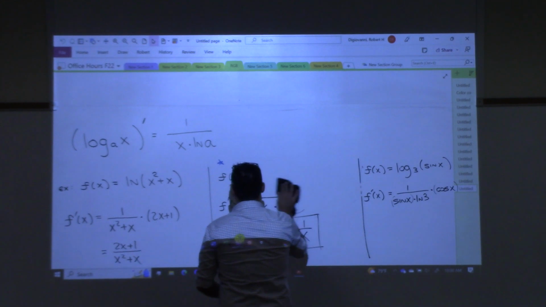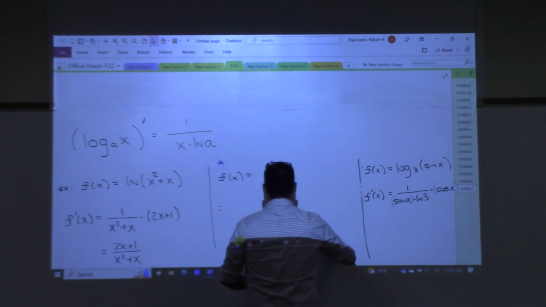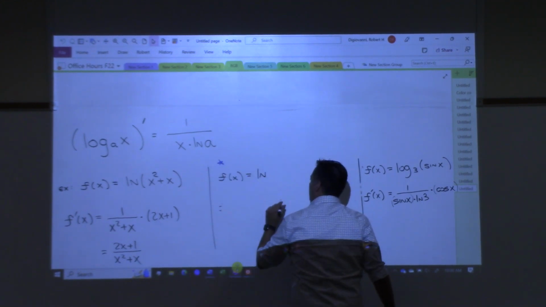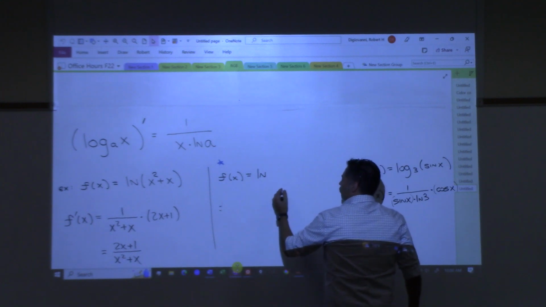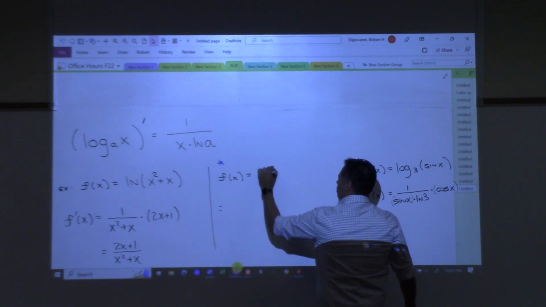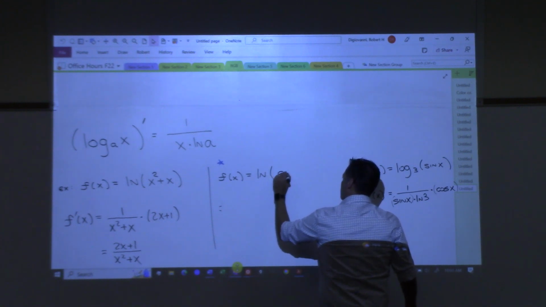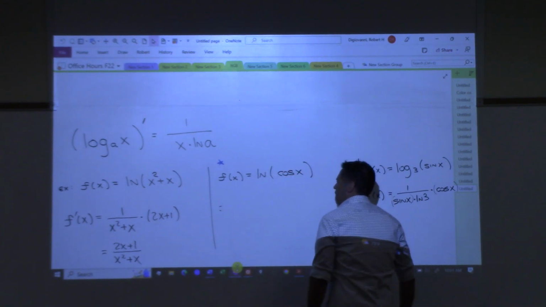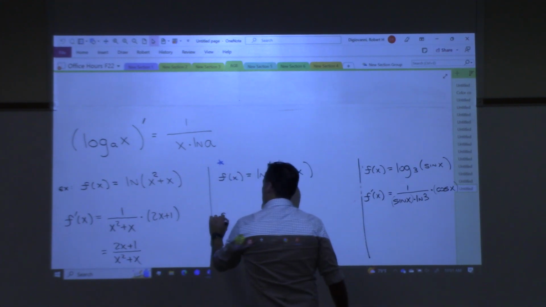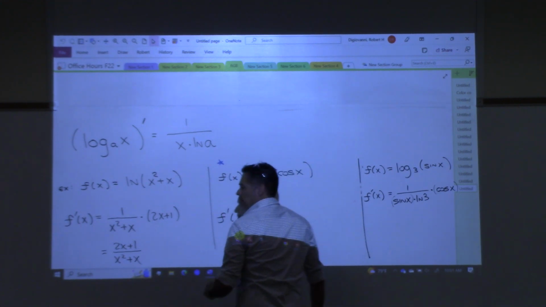How about this? Natural log of cosine x. Composition again.